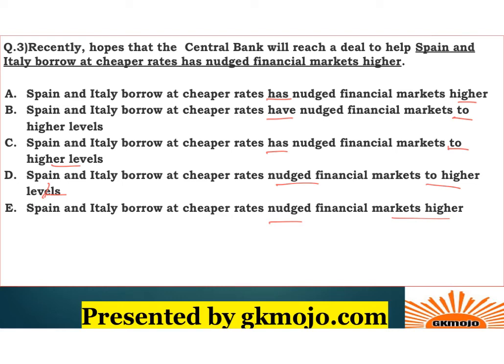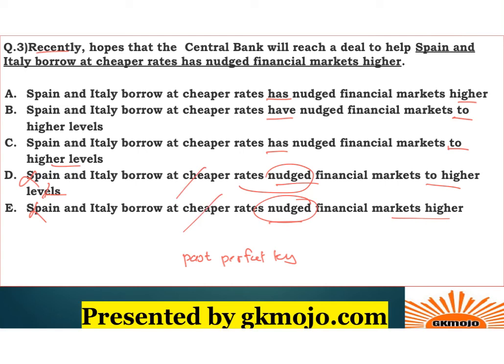Recently, hopes that central bank will reach a deal to help Spain and Italy borrow at cheaper rates has nudged financial markets higher. All right, so "recently" means something that has happened in the past and is now continuing, right? So the appropriate tense to use here is the present perfect tense. So D and E are eliminated. Why? Because they are presented in simple past tense. So these are eliminated. We are left with A, B, C now.